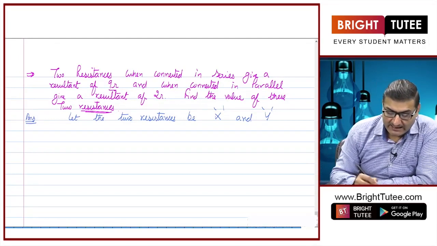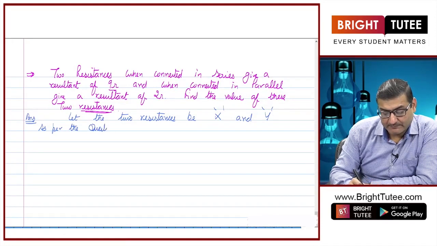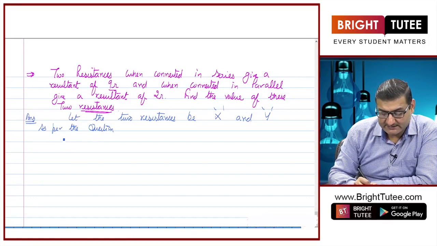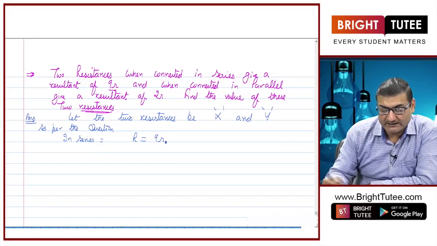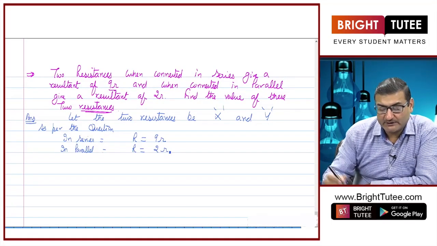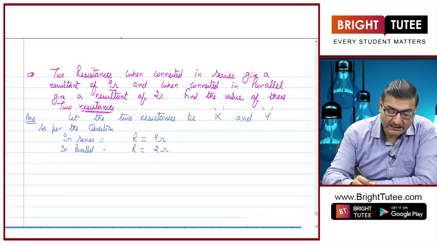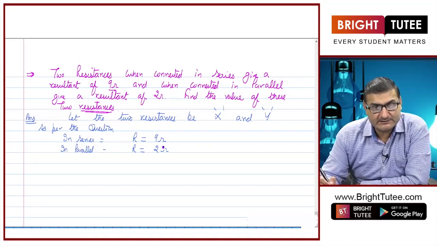Fine. Now, as per the question, when these resistances are connected in series, then the total R is given out to be 9 ohms, and when they are connected in parallel, the total R is given out to be 2 ohms. This is what is given to us in the question. Now, let us see how we are going to make utilization of it.